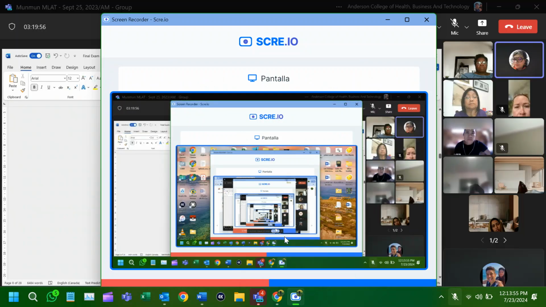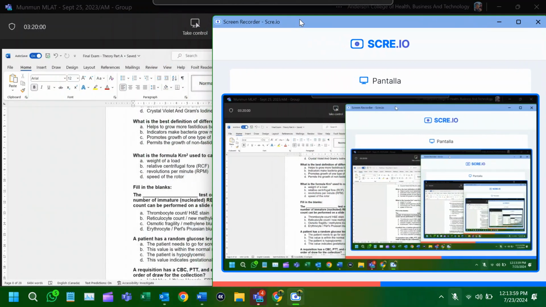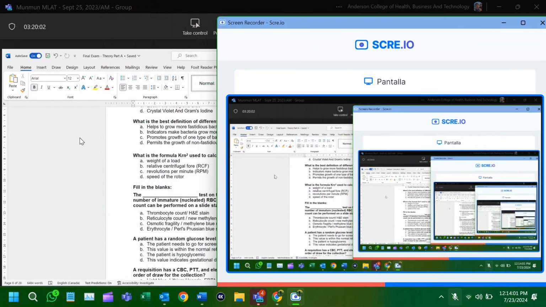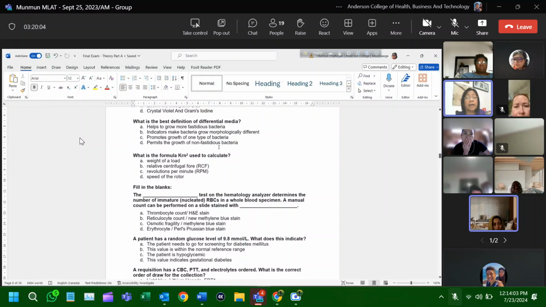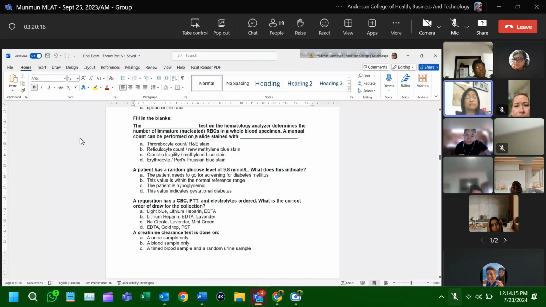What is the best definition of differential media? It permits the growth of some and inhibits others. One type of bacteria, so that's letter C, ma'am. Promotes the growth but inhibits the other.